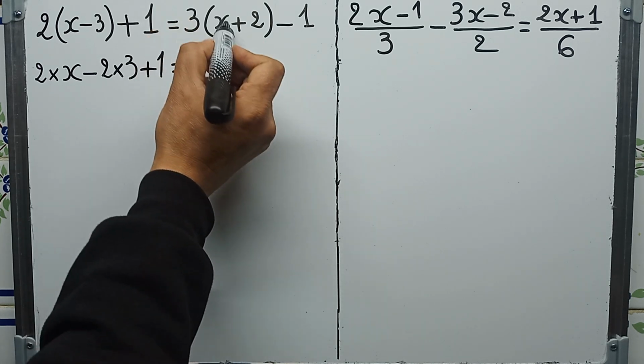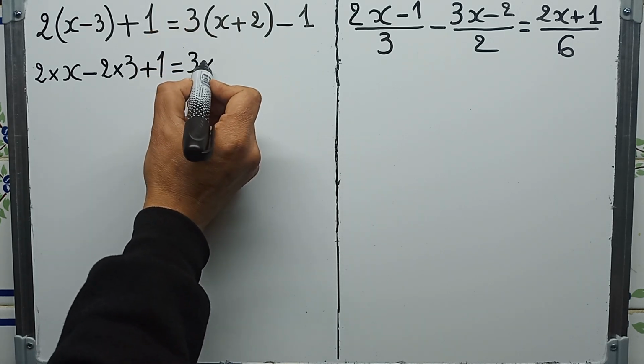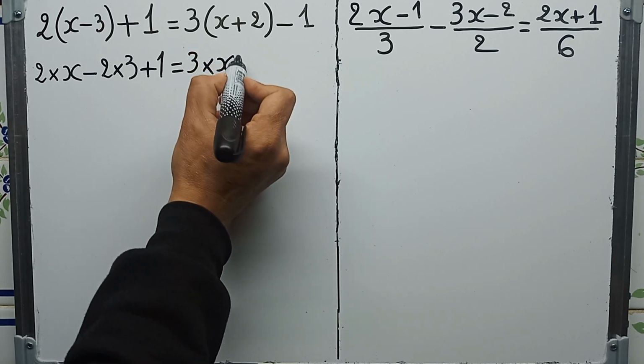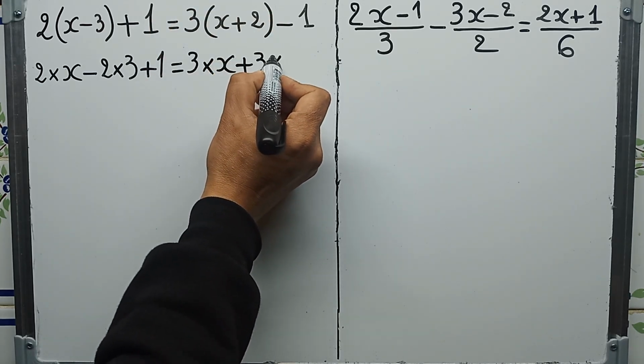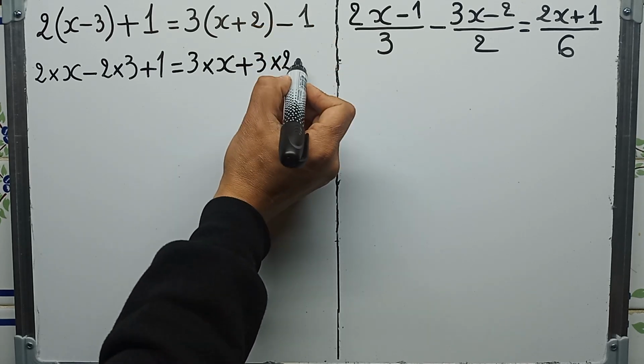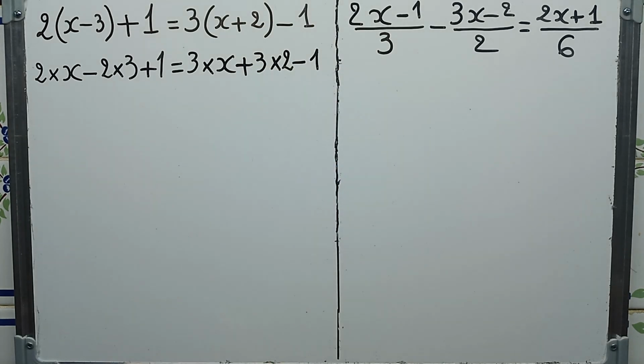equals 3 times x plus 3 times 2 and minus 1. What is the rule that we used here?